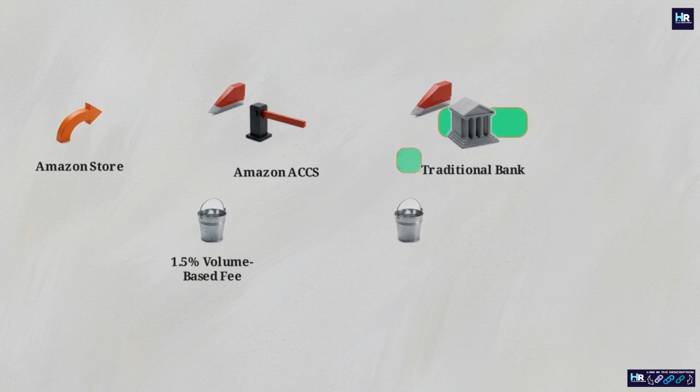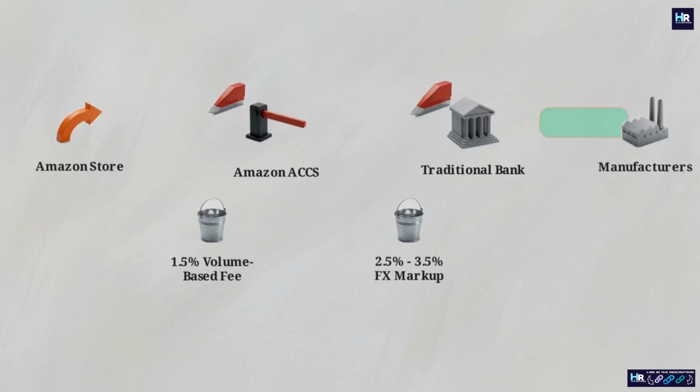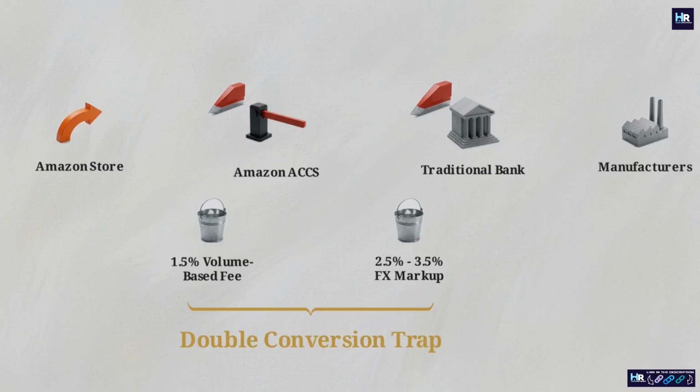When you take those newly converted home currency funds and send them overseas to pay your manufacturers, traditional banks take another 2.5 to 3.5% in foreign exchange markups. It is a double conversion trap levied on the exact same capital.